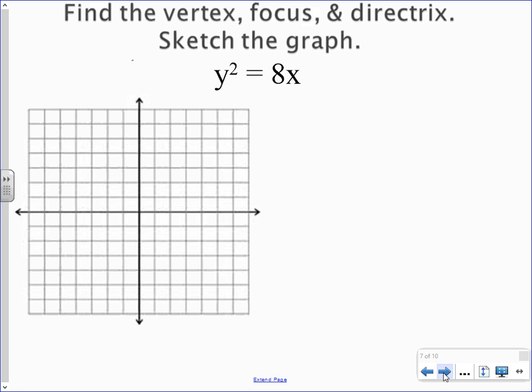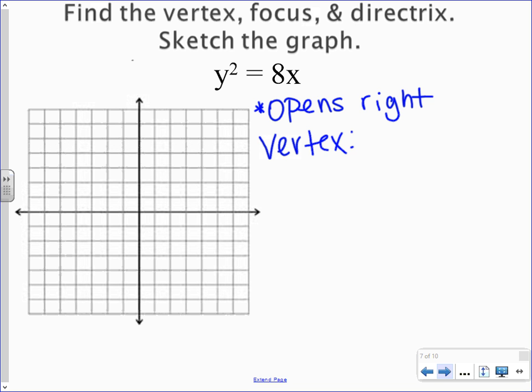Okay, so let's start identifying pieces, okay? First of all, we know it opens to the right, okay? So I'm going to make a note so I remember that. Our vertex, okay? I'm going to go ahead and talk about this one instead of asking you. Since there is nothing with the y squared and there is nothing added or subtracted to the x, our vertex is just the basic (0, 0).